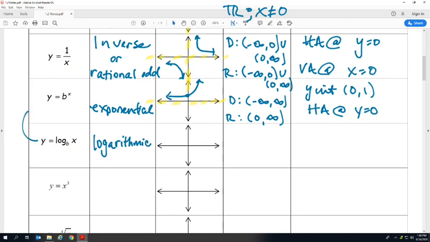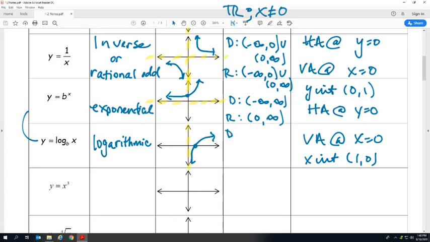Okay, the next one is the logarithmic function. These two are inverses of each other. So instead of having a horizontal asymptote, you have a vertical asymptote at x equals 0. You have an x-intercept instead of a y-intercept like the other one, at (1, 0), and it approaches that asymptote here, and it looks like this.